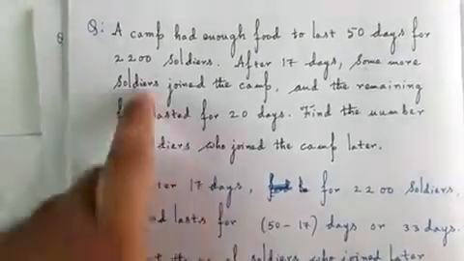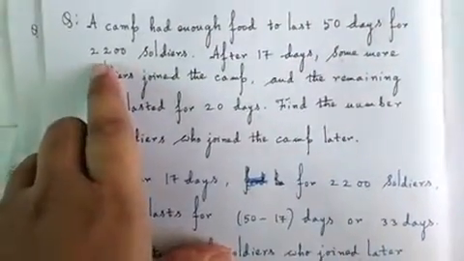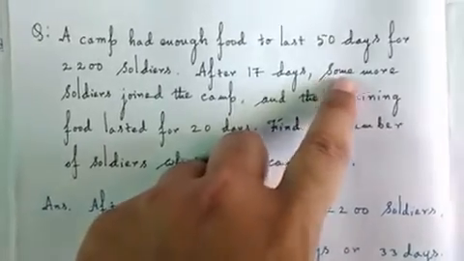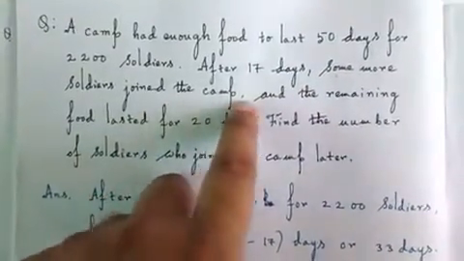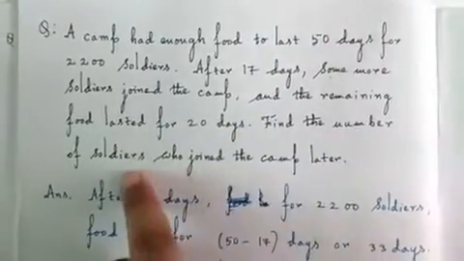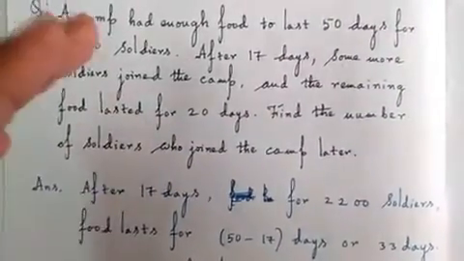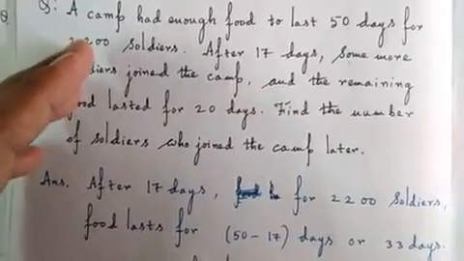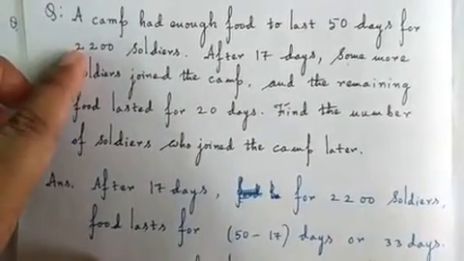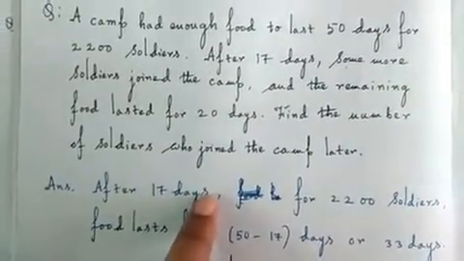It's a tough one. A camp had enough food to last 50 days for 2200 soldiers. After 17 days, some more soldiers joined the camp and the remaining food lasted for 20 days. Find the number of soldiers who joined the camp. Now, for the first 17 days, how many soldiers ate the food? 2200 soldiers. So those 17 days are gone. So I've written after 17 days.